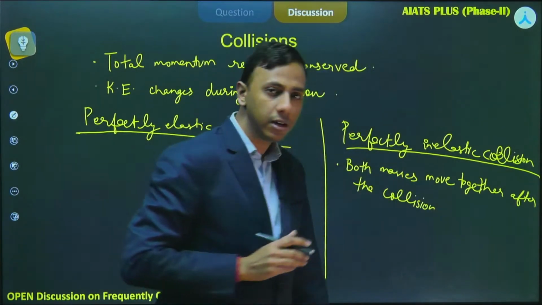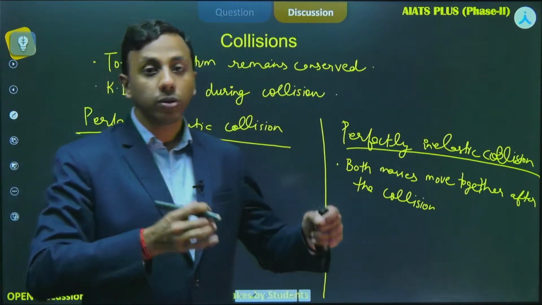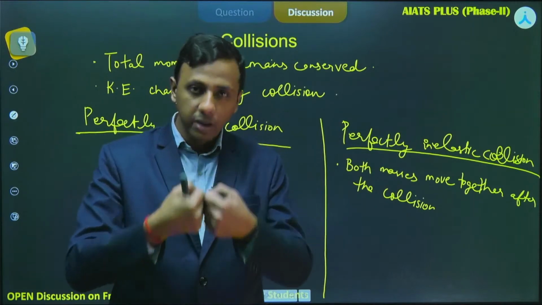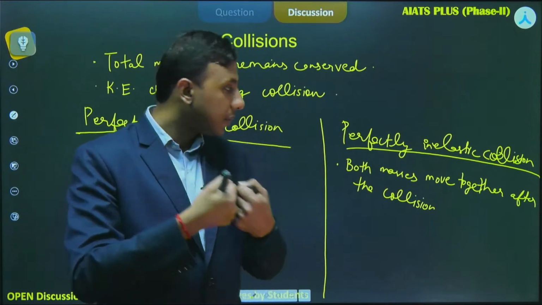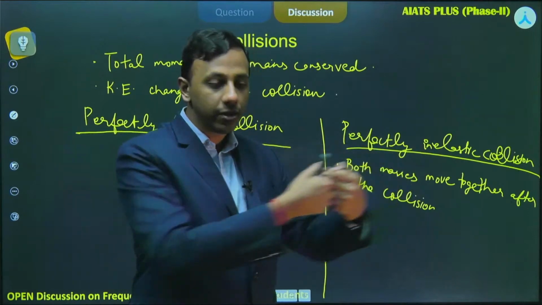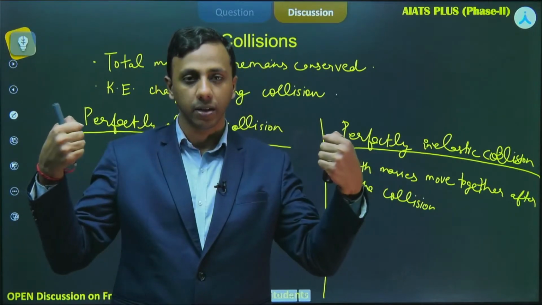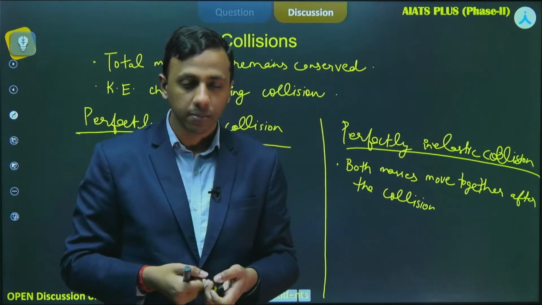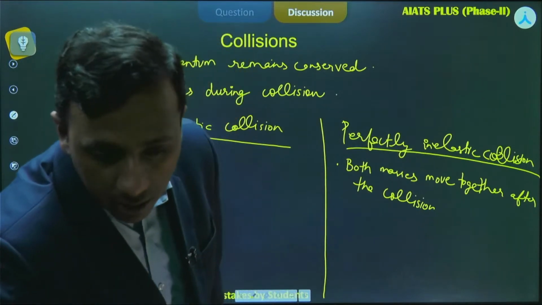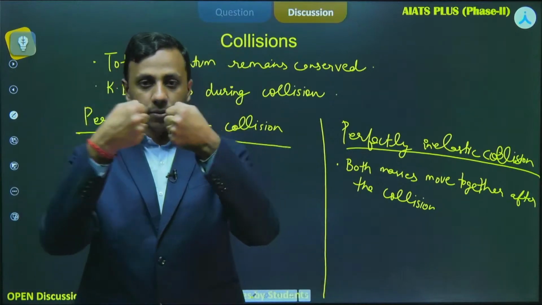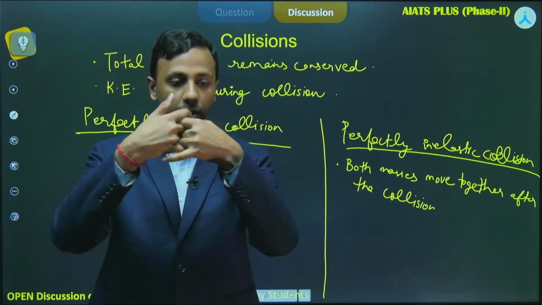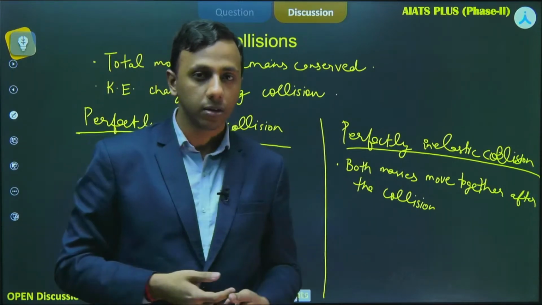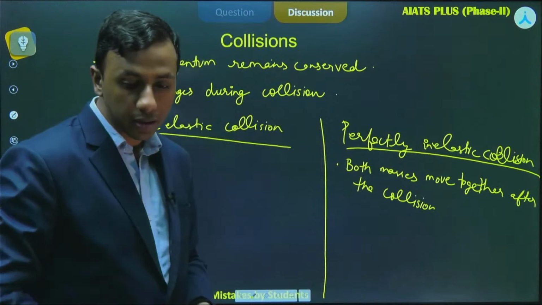Which means, let's say initially both of them had some kinetic energy, but the moment they collided, they start moving together. Which means after collision they are not separating. They move together, which means there has been some deformation. If I have to explain, they collide like this and some deformation happens, like some interlocking, so they stick to each other and move together, right?